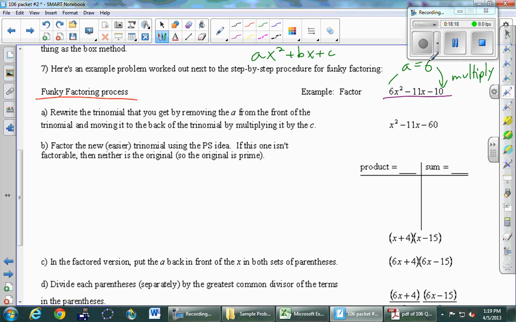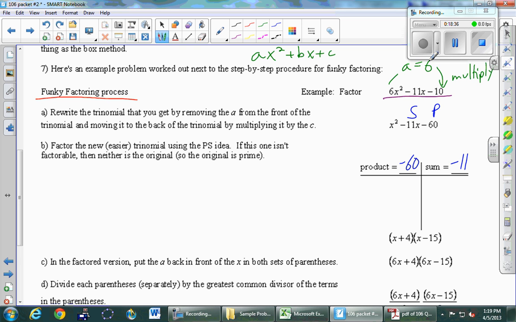So we're going to write down again our P and our S. What's the product supposed to be? Negative 60. And the sum? Negative 11. That's what we're after. So we're looking for factors of negative 60. Just list anything you can find. Don't worry about the minus 11.